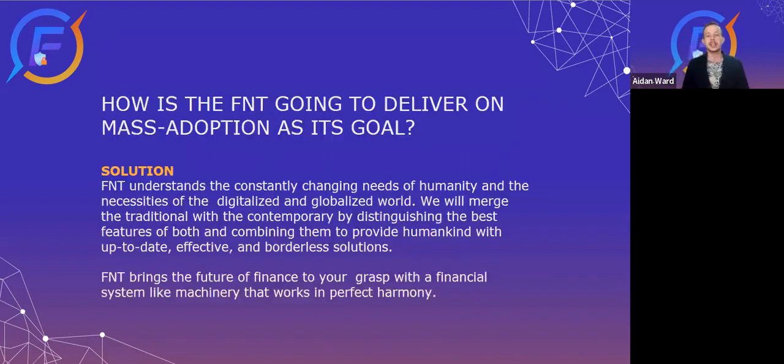So what the solution is really just understanding the constantly changing needs of humanity and the necessities of the digitalized and globalized world. We will merge the old with the new and distinguish the best features of both. We're really wanting to create a best of both worlds scenario, rather than foregoing one for the other, which seems to be quite a trend.